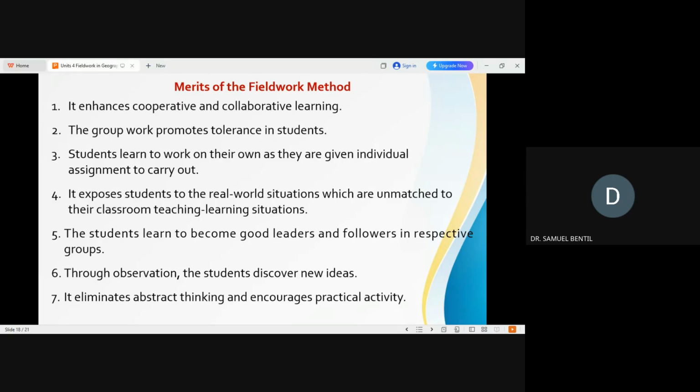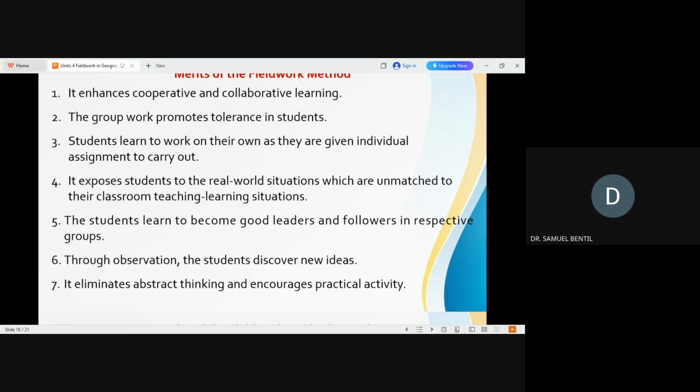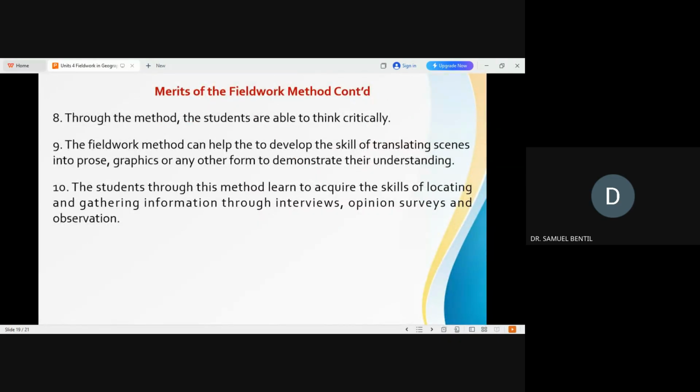The students learn to become good leaders and followers in respect to group work, which I've mentioned. Because within the groups, a student will be a leader and the rest will be followers. Now, through observation, the students discover new ideas. And it also eliminates abstract thinking and encourages practical activity. So these are some of the benefits of fieldwork activity.